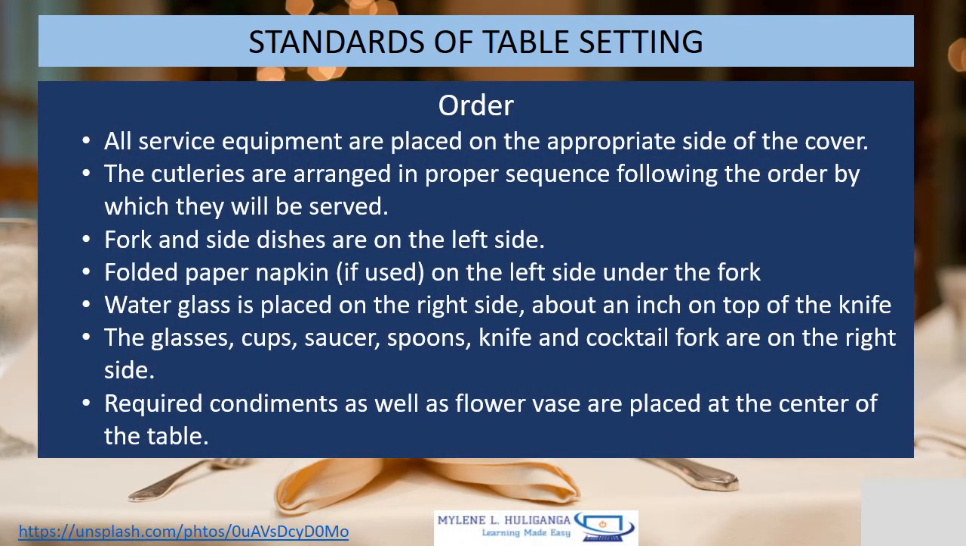Order. All service equipment are placed on the appropriate side of the cover. The cutleries are arranged in proper sequence, following the order by which they will be served. Fork and side dishes are on the left side. Folded paper napkin, if used, on the left side under the fork. Water glass is placed on the right side, about an inch on top of the knife. The glasses, cups, saucer, spoons, knife, and cocktail fork are on the right side. Required condiments as well as flower base are placed at the center of the table.